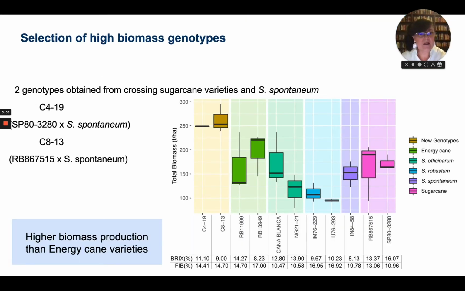On the right here, we have total biomass from the commercial cultivars SP803280 and RB867515, and next to it the total biomass of spontaneum, which were the parents of these crosses. And look to the left here, we have 2 of the progenies with over 250 tons per hectare, even higher than the energy canes that I have here as references.